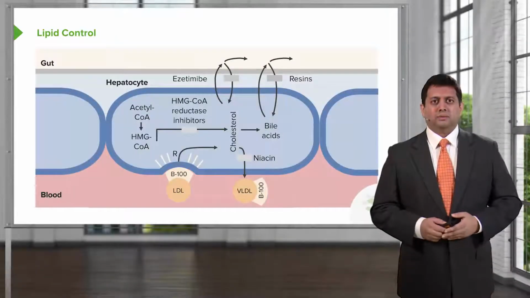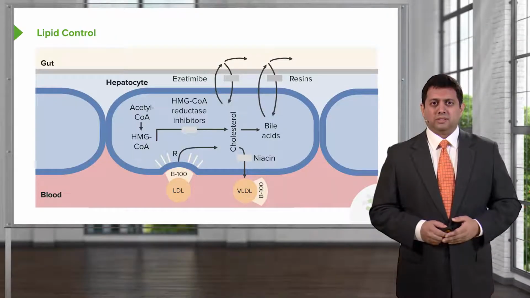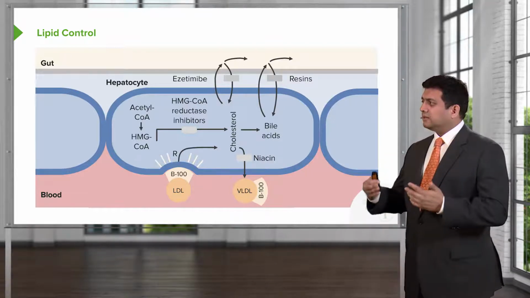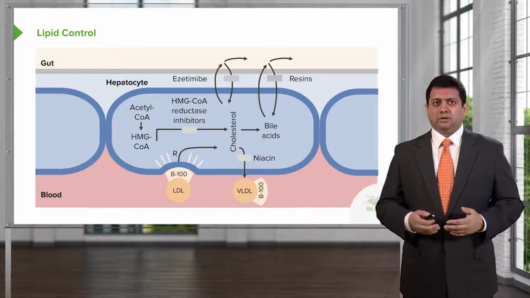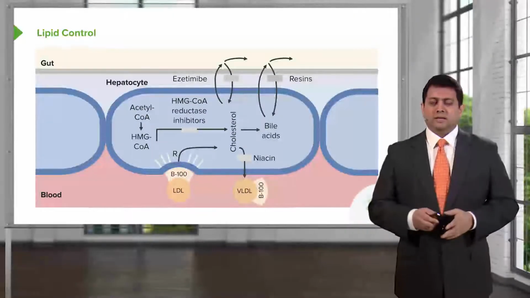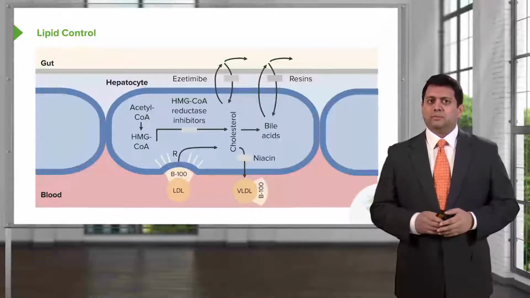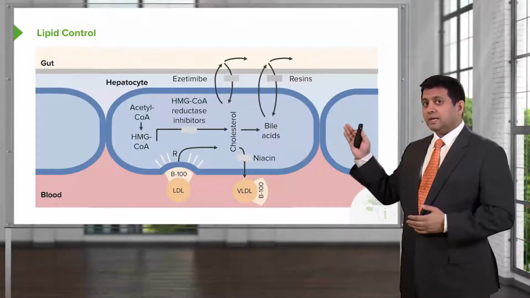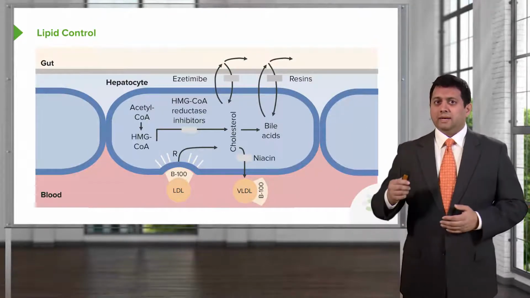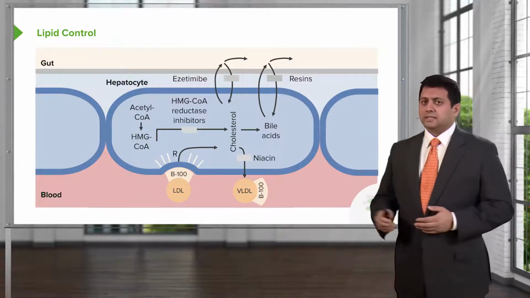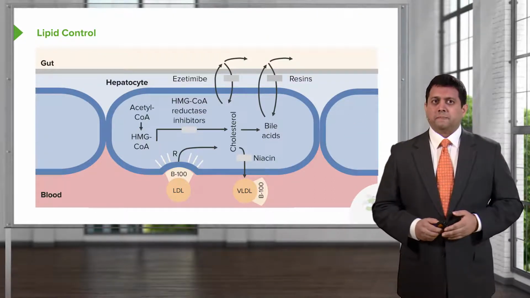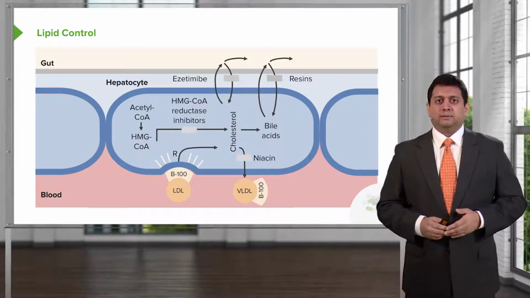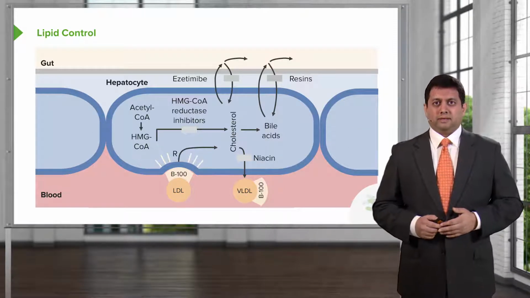Let's start off with the bile acid sequestrants. Now, the bile acid sequestrants depend on the circulation of cholesterol in and out of the cell. There are several key components that we want to learn about. There are the HMG-CoA reductase inhibitors that are working inside the cell. The resins are working outside the cell or outside the hepatocyte. The gut is portrayed at the top of the screen, and the blood is portrayed at the bottom of the screen.